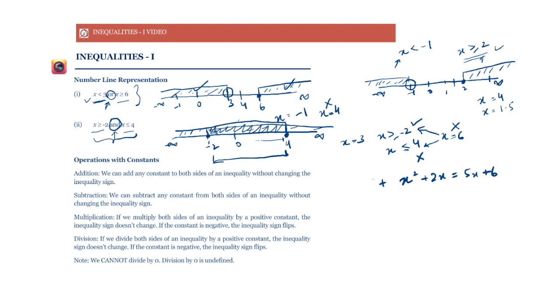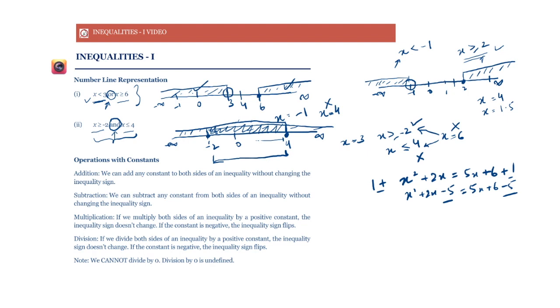Let's say we can say 1 plus over here. If we are performing this operation on both sides of the equation, we can add 1 over here without changing anything. The equation doesn't change. Or let's say we can subtract: x squared plus 2x minus 5 is equal to 5x plus 6 minus 5. We can subtract both sides of the equation by the same number, no issues.